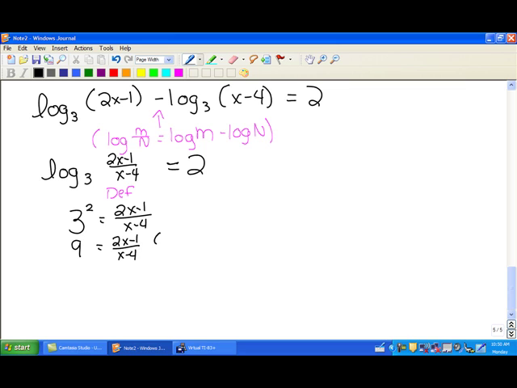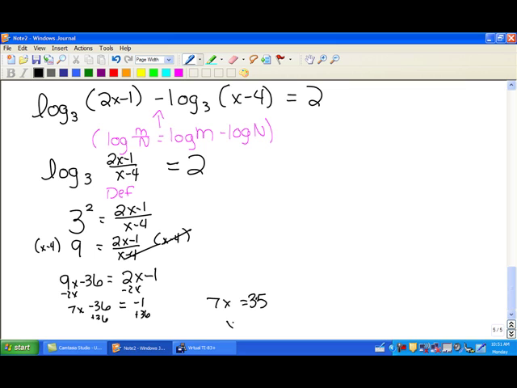We're going to clear that fraction by multiplying both sides by x minus 4. That's going to give us 9x minus 36 when we use the distributive property on the left. On the right, it's going to cancel our fraction out to give us 2x minus 1, and we'll need to continue solving. Subtract 2x to get the x's to the same side. That's going to give us 7x minus 36 will equal negative 1. Adding 36 to both sides is going to give us 7x will equal 35. Therefore, we know that x has to equal 5 there.